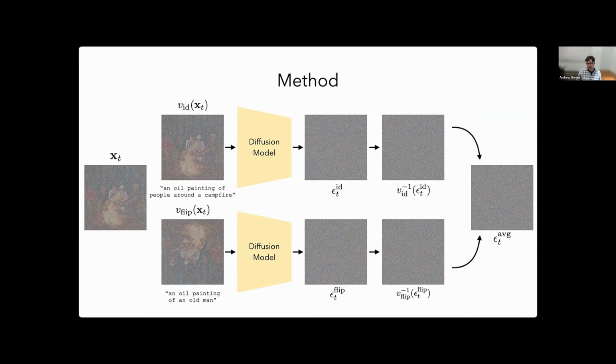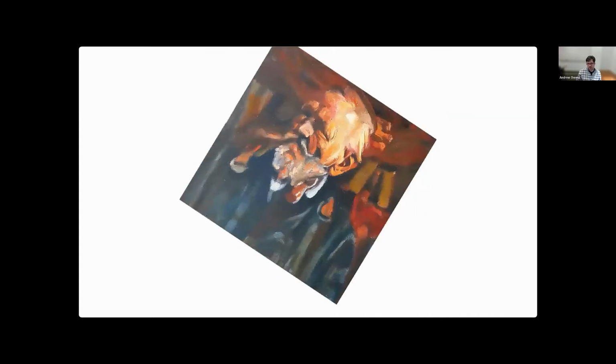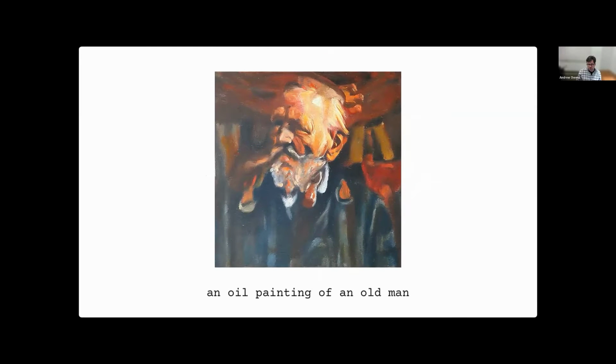together. Then just like in standard diffusion, once we've estimated the noise, we can go back and remove that noise from the image by just subtracting. And here's the result. This is an image. From one perspective, it looks like an oil painting of people around a campfire. But if we flip it upside down, we see an oil painting of an old man.